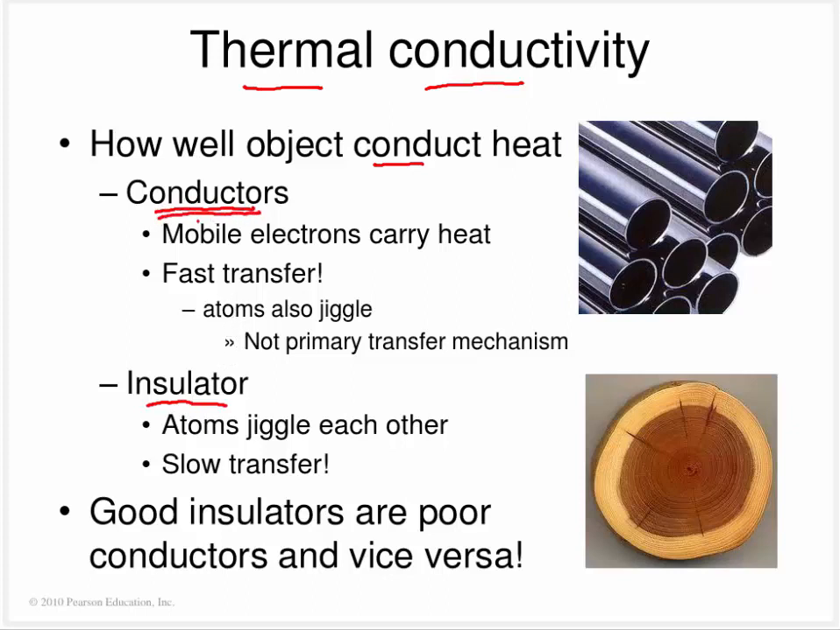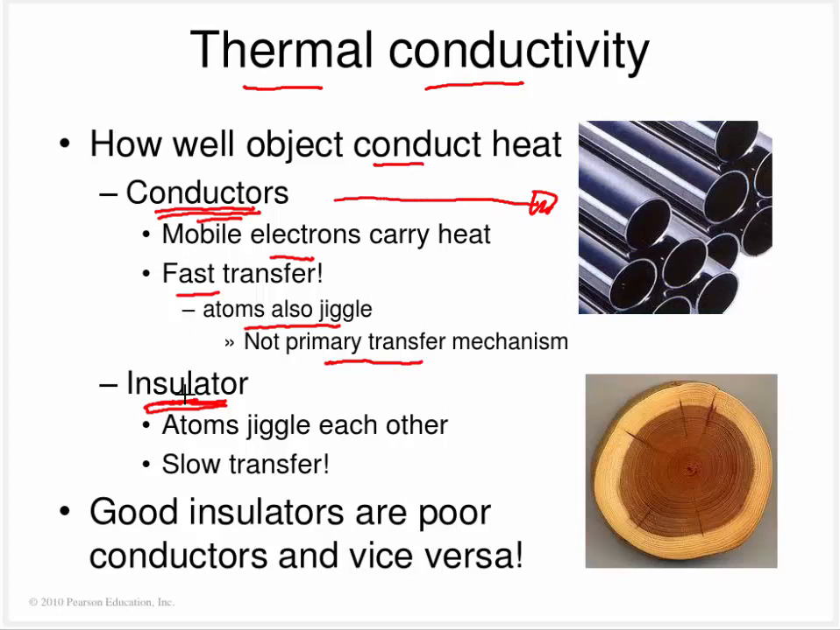Now, how do these things go about conducting heat? Well, first of all, yes, the atoms are going to jiggle and bounce into one another, but keep in mind that it's great to conceptualize, but this isn't actually the primary transfer mechanism. It turns out that the electrons are what carry most of the heat, and it's a very fast transfer. Probably not surprisingly, objects that conduct heat very well are also very good at conducting electricity, so think of things like metal.